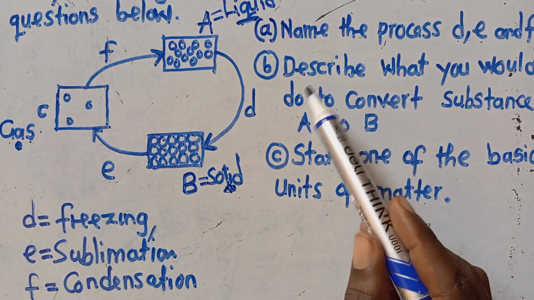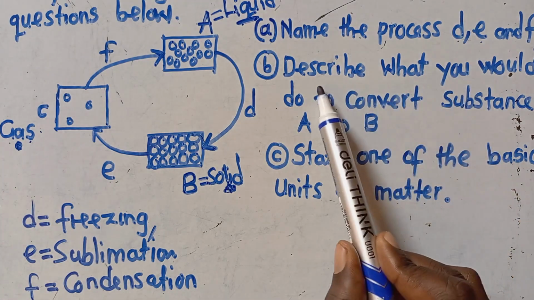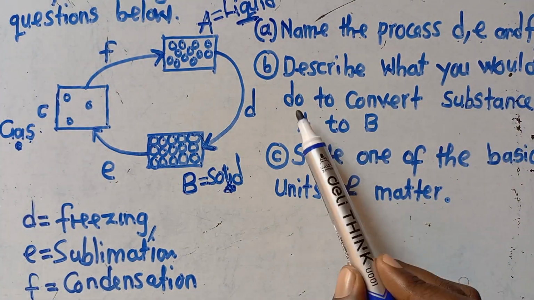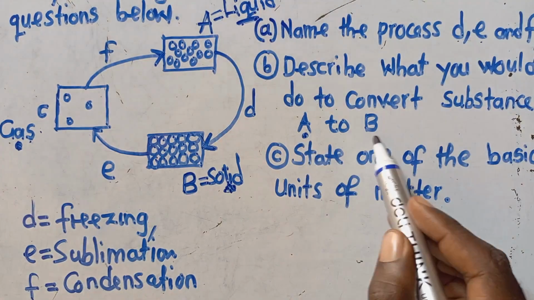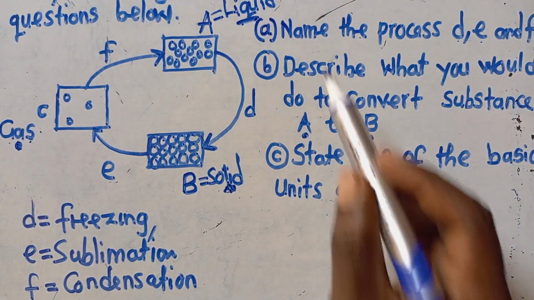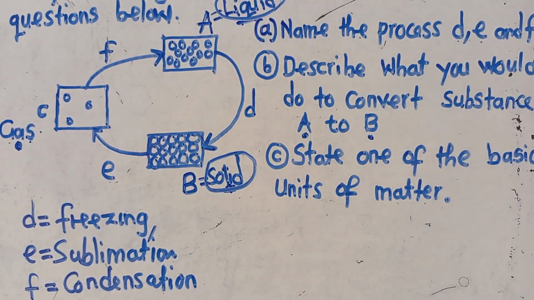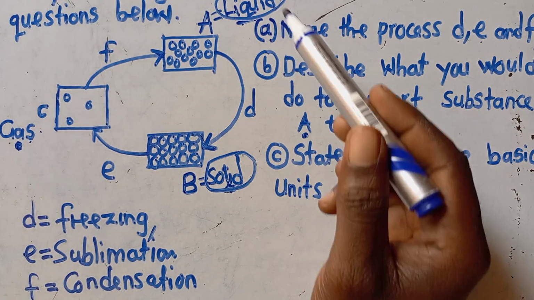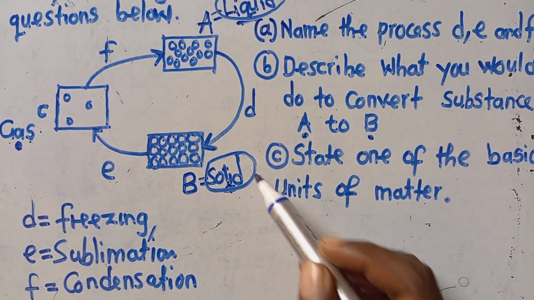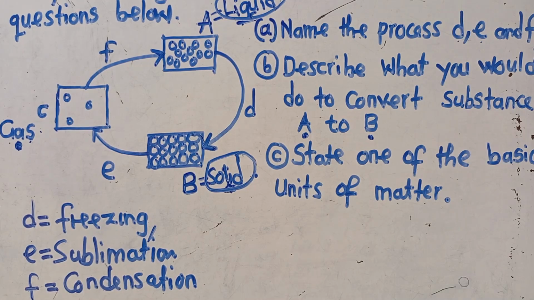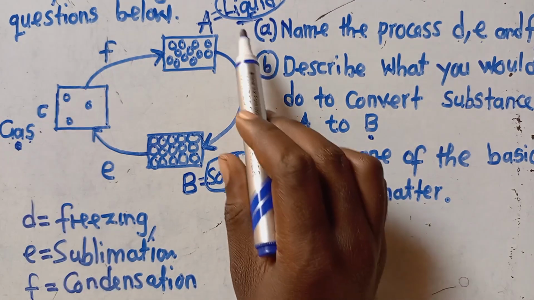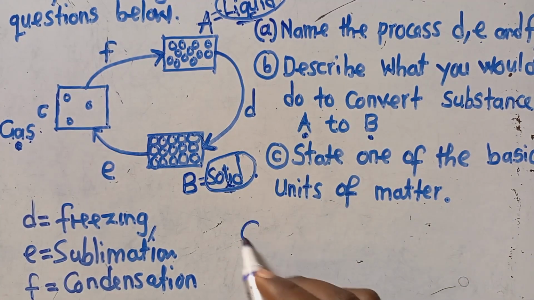We now go to this other question that is here. The question is saying, describe what you would do to convert substance A to B. What can you do to convert a liquid to a solid? What are you going to do? You are going to use cooling. So we are going to say cooling substance A will convert it to B.